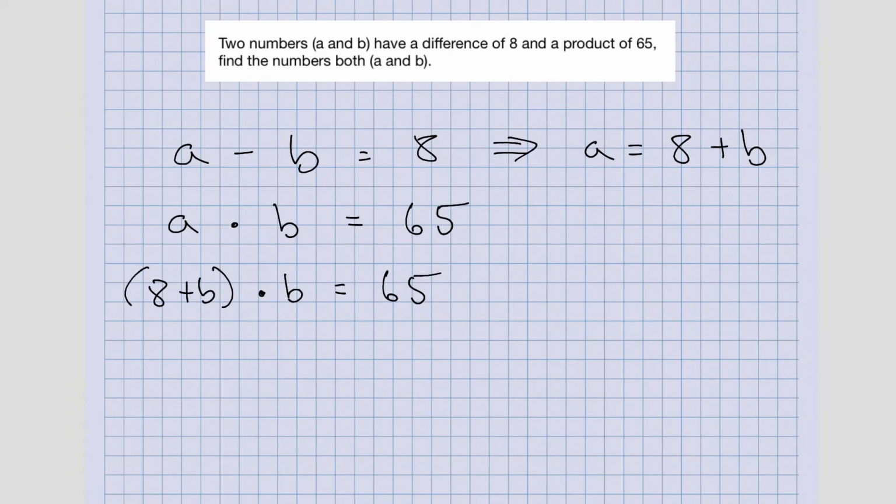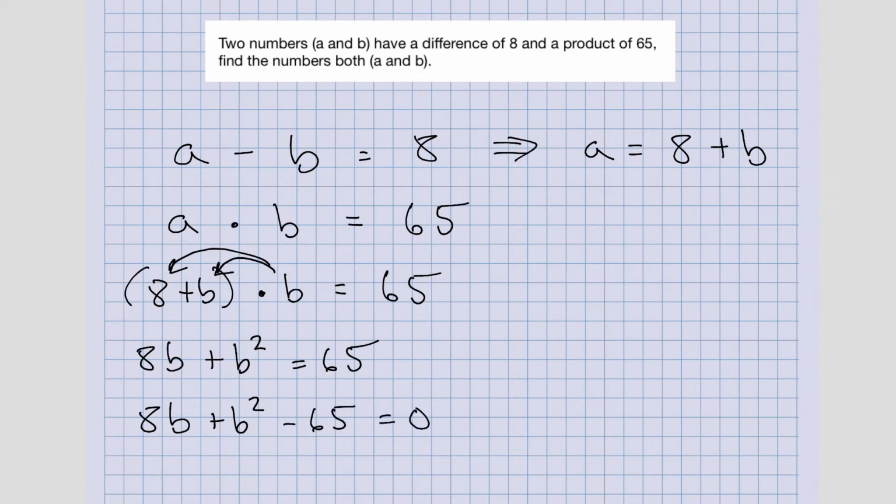So the first thing we're going to do here is distribute this B in like this. We have 8B plus B squared equals 65. Just simply doing distribution. Now subtracting 65 from both sides, we have 8B plus B squared minus 65 equals 0. And I want to put this in order. So we have B squared plus 8B minus 65 equals 0.